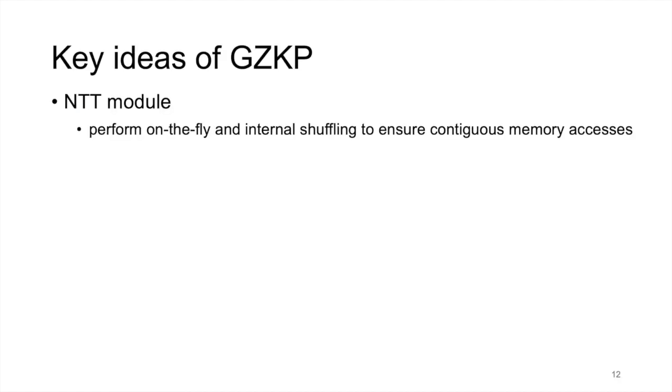To improve cache efficiency, we design a cache-friendly GPU-based entity model. The key idea is that our entity model performs on-the-fly and internal data shuffling when transferring data to ensure contiguous memory access.